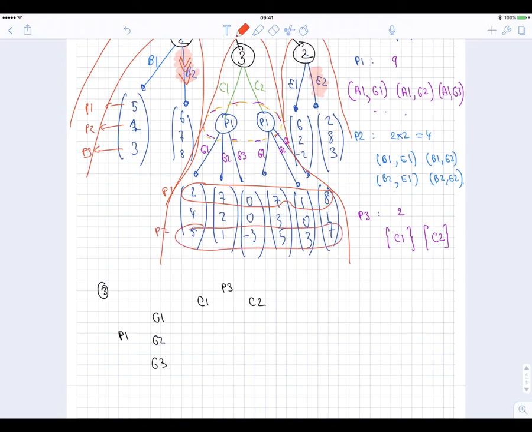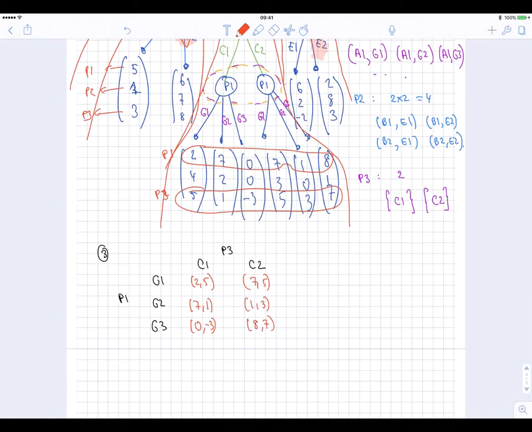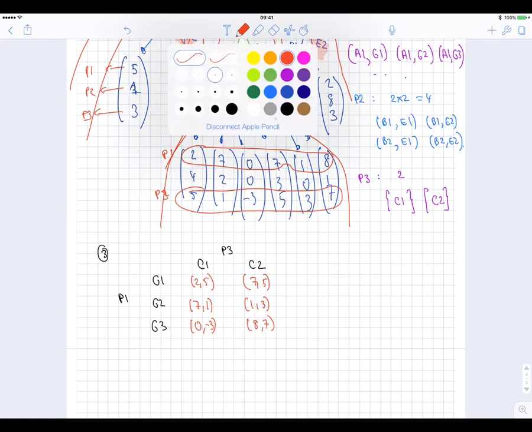So if G1 C1 is taken, the payoffs are going to be 2, 5. If C1 G2 is taken, the payoffs are going to be 7, 1, 0, minus 3. What about here? C2 is taken, G1, we're going to have 7, 5. Here we're going to have 1, 3. And here we're going to have 8, 7. Okay? And then I can do my usual thing.